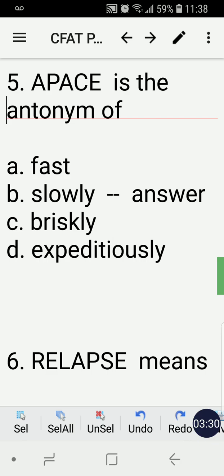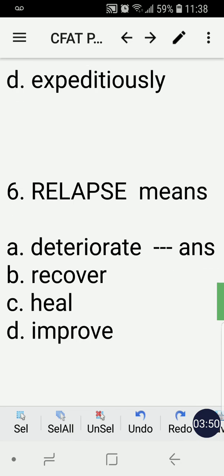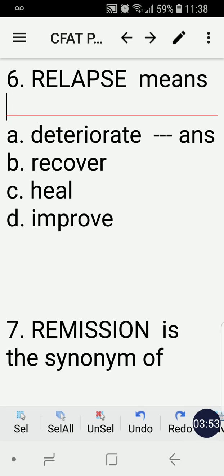Number five. Apace is the antonym of A, fast. B, slowly. C, briskly. D, expeditiously. Correct answer is B, slowly. Apace is the antonym of slowly. Number six. Relapse means A, deteriorate. B, recover. C, heal. Or D, improve. Correct answer is A, deteriorate. Relapse means deteriorate.